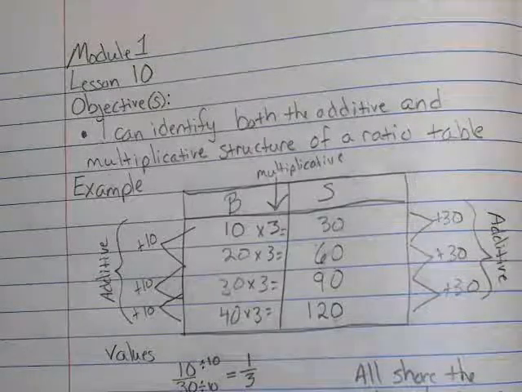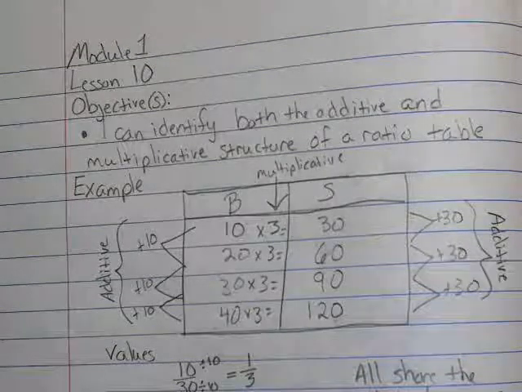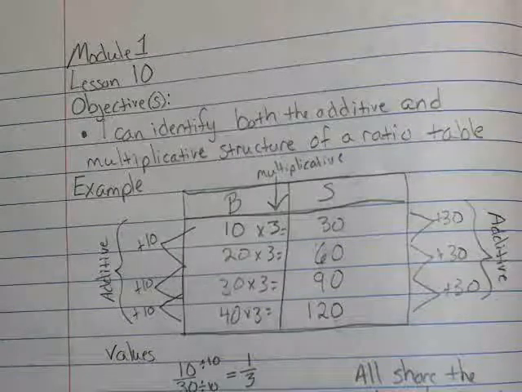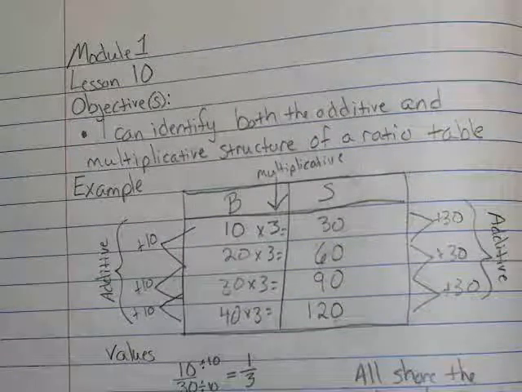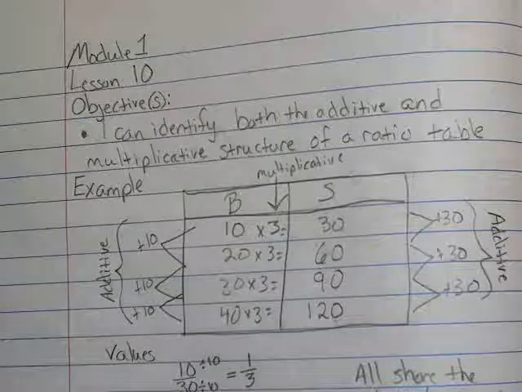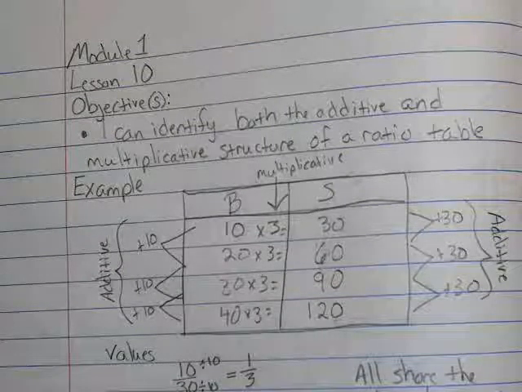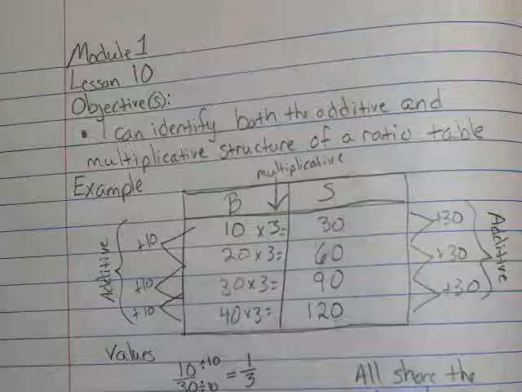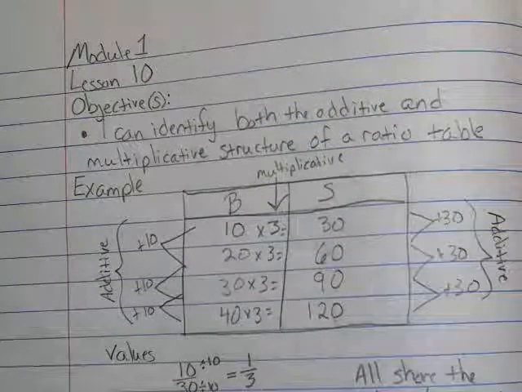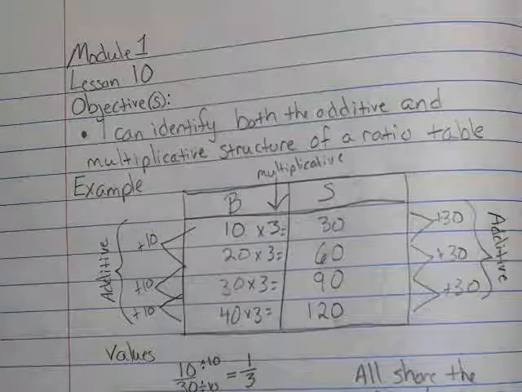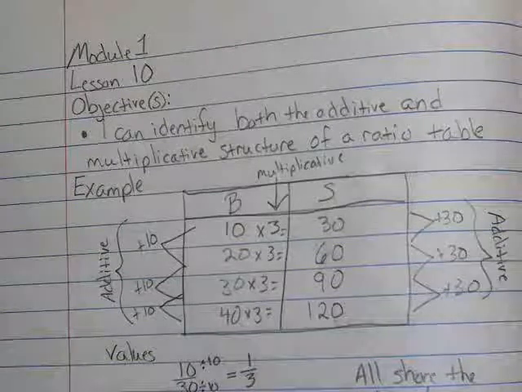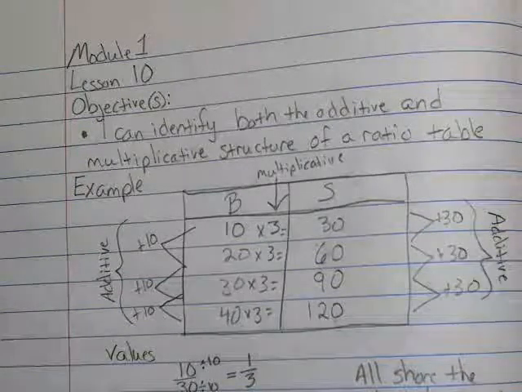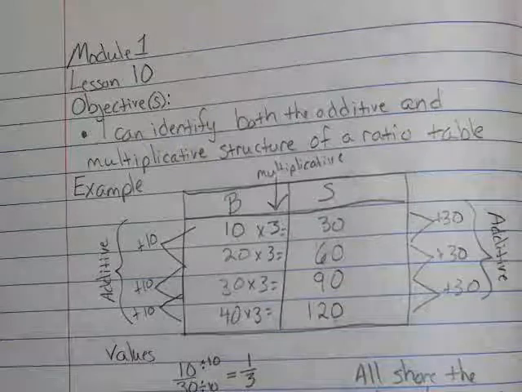Module 1, Lesson 10 is a continuation of Lesson 9, where we're going to use ratio tables to solve ratio problems. The objective of this lesson is that you're able to identify the additive and the multiplicative structure of a ratio table. Feel free to pause at this point in order to copy down the notes on the table below. Once you have finished, hit play as I will explain what each piece means.